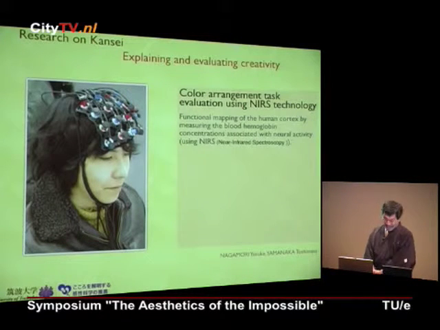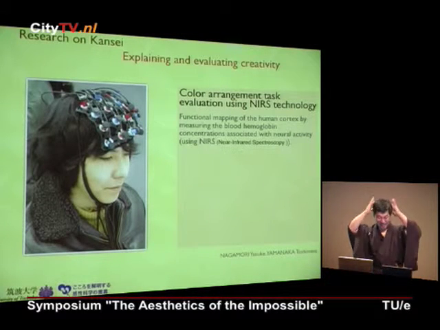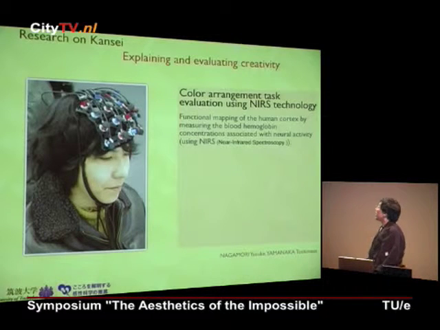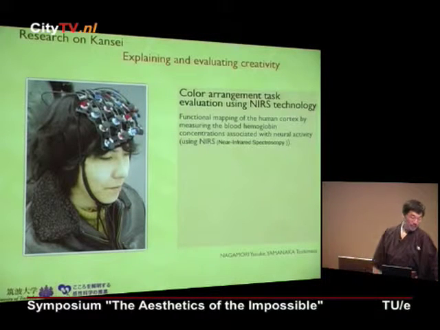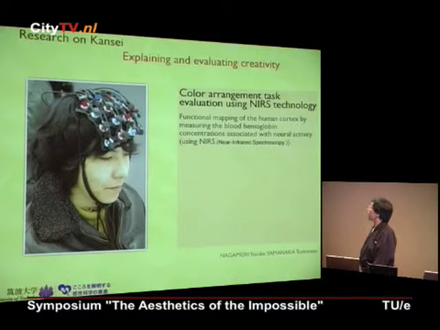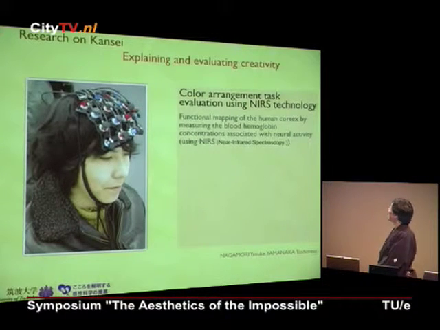The machine is the so-called NIRS, near infrared spectroscopy. It uses an infrared laser beam to measure the blood flow in the forehead or side of the head or elsewhere. In this case, we try to measure the blood flow on the forehead while applying the color arrangement task, a functional mapping of the human frontal cortex by measuring the blood hemoglobin concentration associated with neural activity.